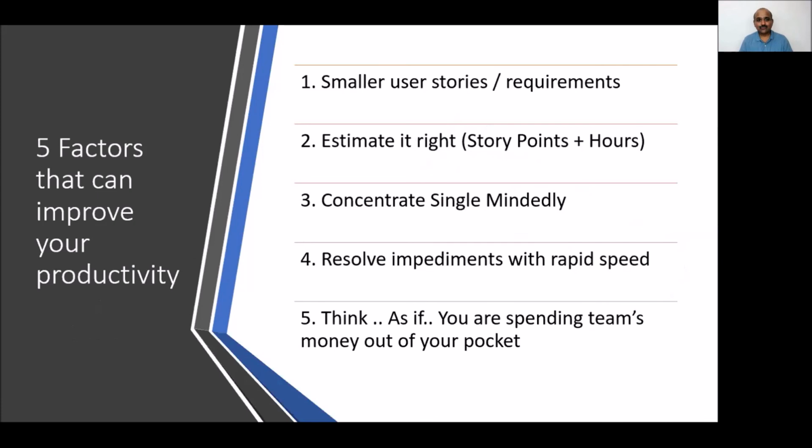So friends, what are the 5 factors that can improve your productivity on agile projects? One, smaller user stories or requirements. Two, rightly estimating. Three, doing one thing at a time with absolute concentration, concentrating single-mindedly. Four, resolving the impediments with rapid speed. And five, think as if you are spending the team's money out of your own pocket, and start understanding whether value addition is coming or not.